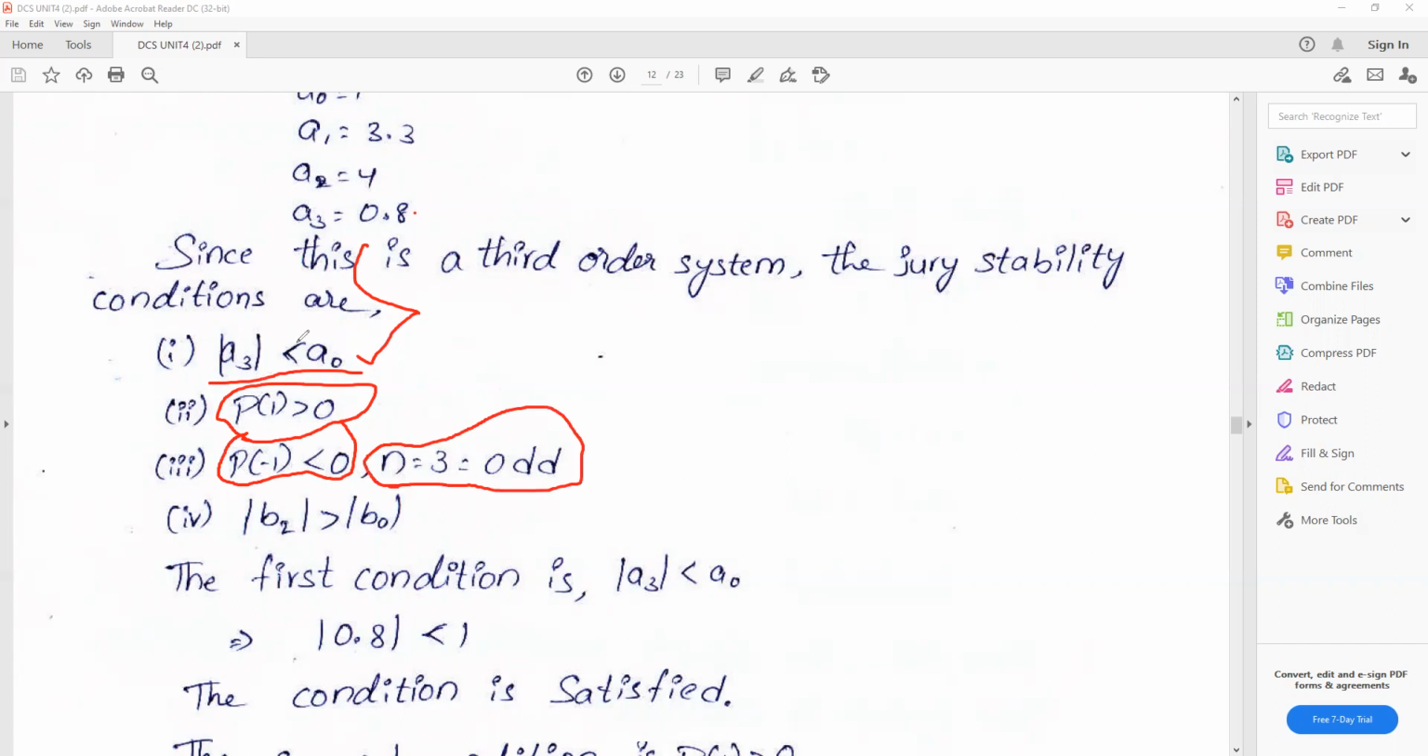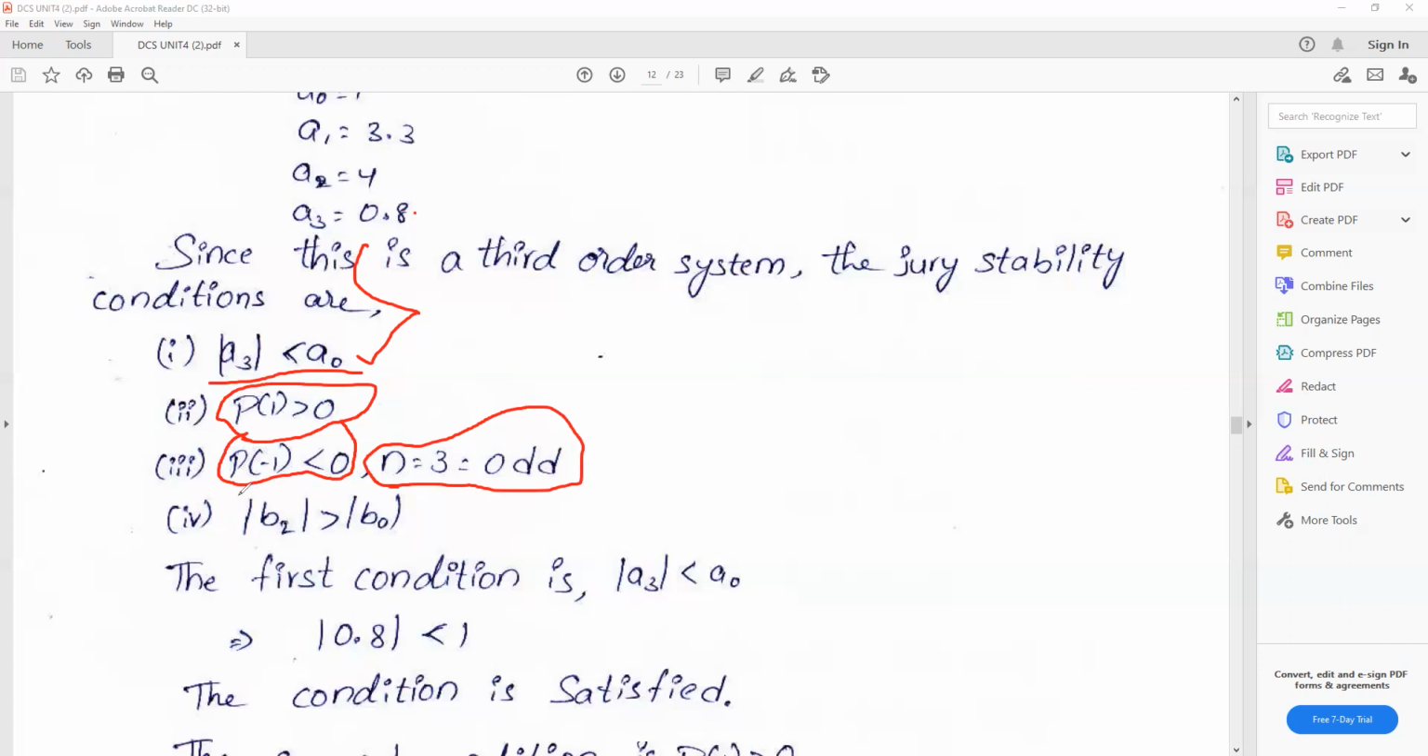A3 is less than A naught. P of 1 is greater than 0. P of minus 1 is less than 0 when N is an odd number. And when N is an even number, what is N equal to even number? N equal to 2, 4, and so on. If N is even, then P of minus 1 is greater than 0.